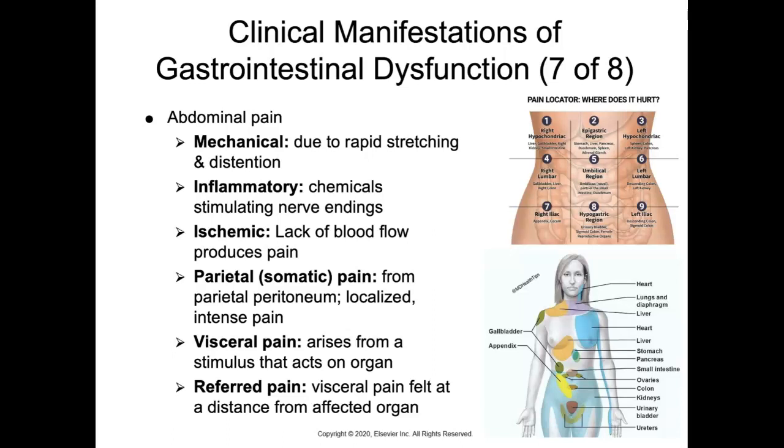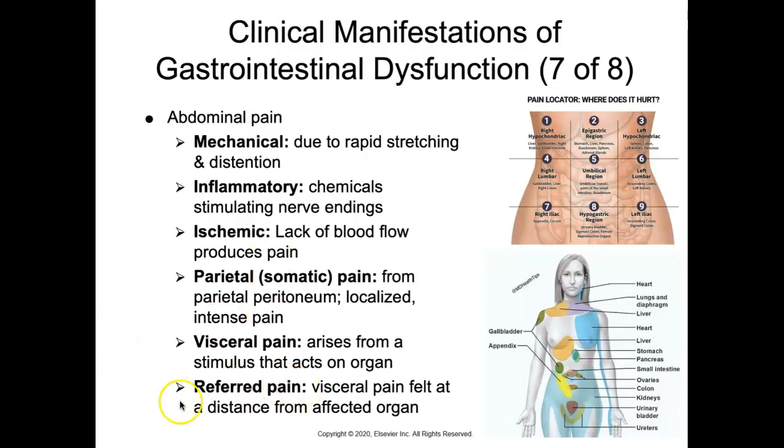We can also have visceral pain. This comes from a stimulus that acts on an organ. So the stimulus might be a distension of that organ, or inflammation, or ischemia. Basically, the three mechanisms that we have here could be due to inflammatory mediators, and this type of pain is poorly localized, diffuse, or vague.